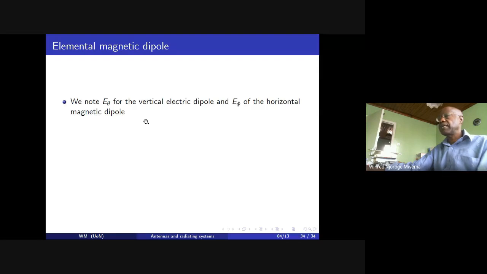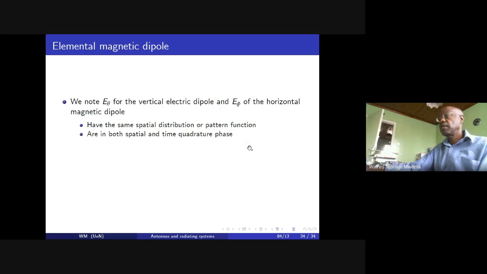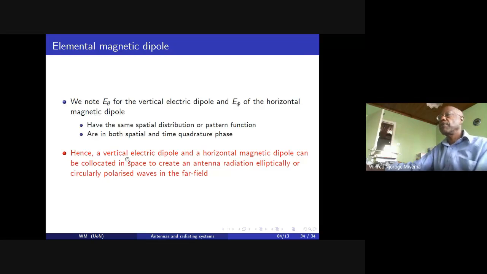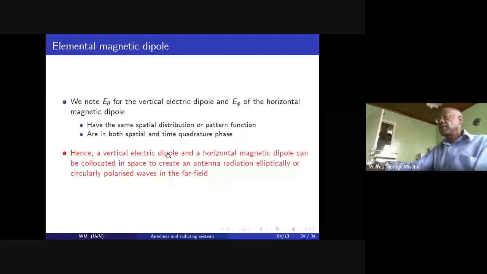So we note therefore that E theta for the vertical electric dipole and E phi of the horizontal magnetic dipole have the same spatial distribution or pattern functions. Too, they are both in spatial and time quadrature phase, and therefore we can always use a vertical electric dipole and a horizontal magnetic dipole centered at the vertical electric dipole together in space, and will create an antenna that will radiate elliptically or circularly polarized waves in the far field.